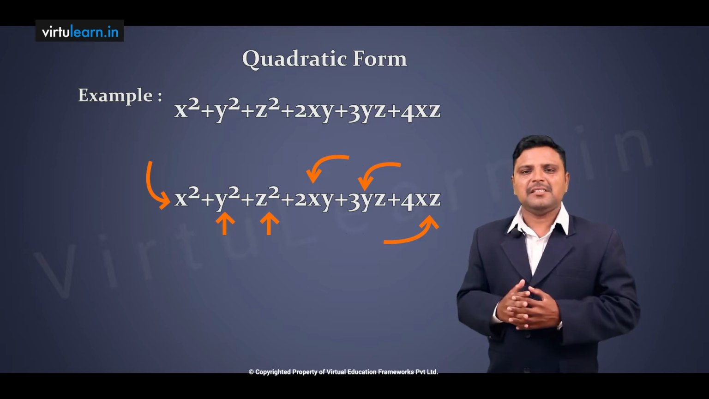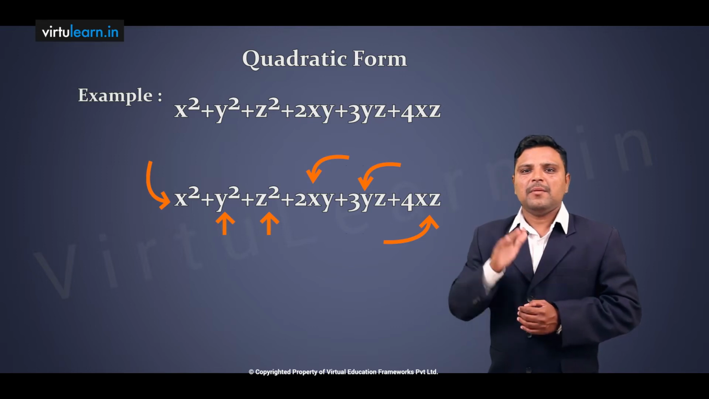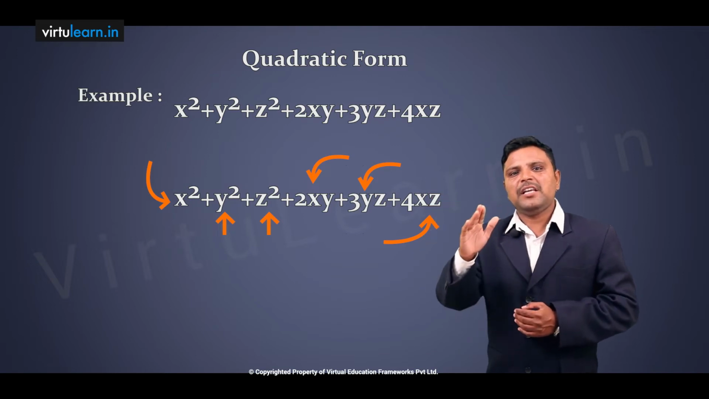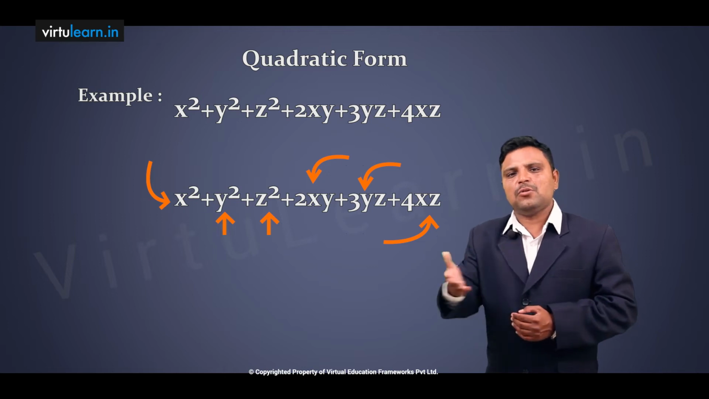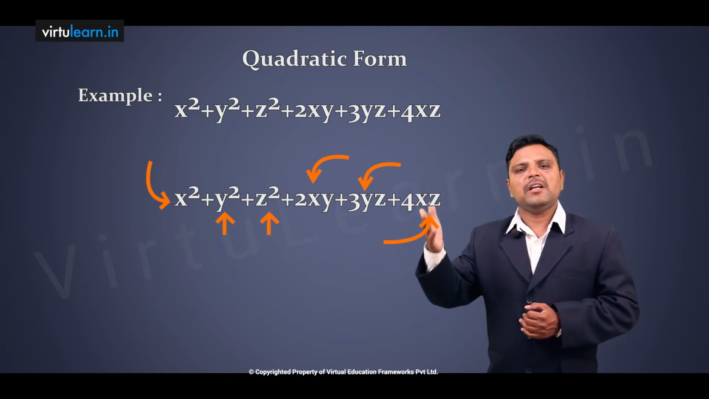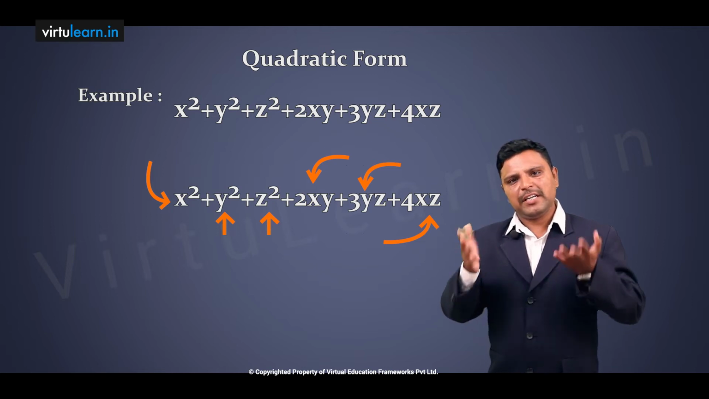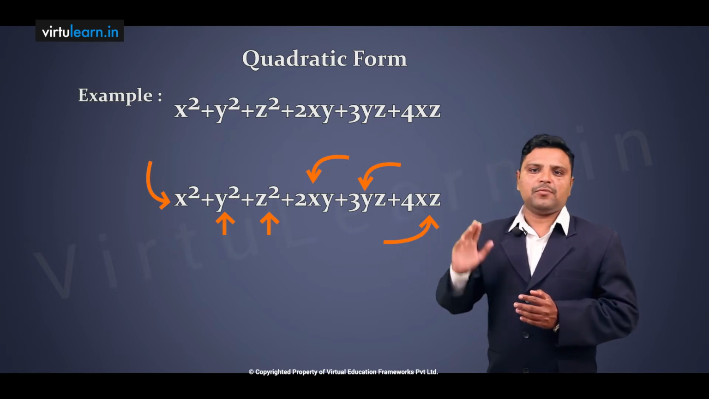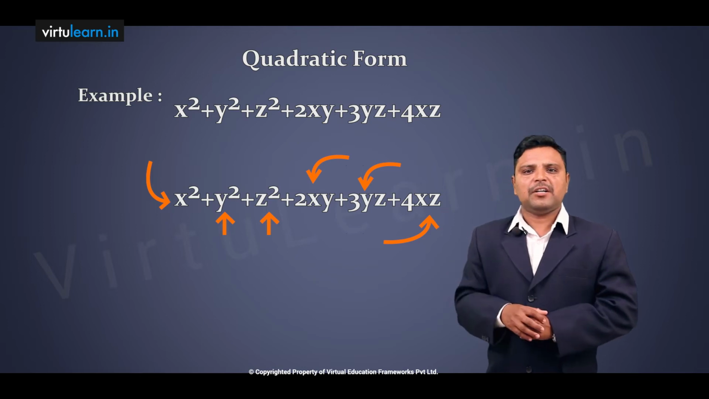I am writing this in another way: x1 square plus x2 square plus x3 square plus 2x1 x2 plus 3x2 x3 plus 4x3 x1. This is also quadratic form in x1, x2, x3 variables. You can say in any number of variables. You can take the quadratic form in 4 variables also: x1, x2, x3, x4. Every time only one thing you have to remember: the power of each and every term is 2. Then that is nothing but quadratic form.